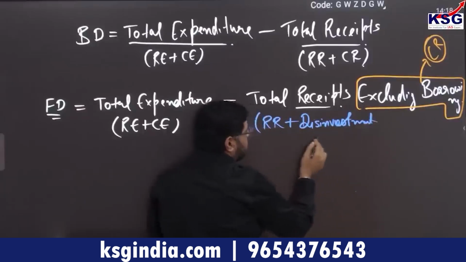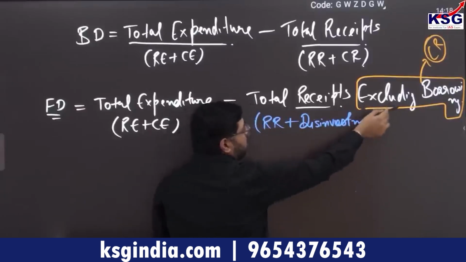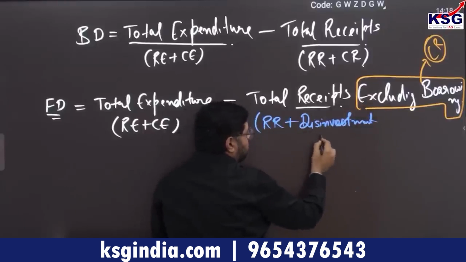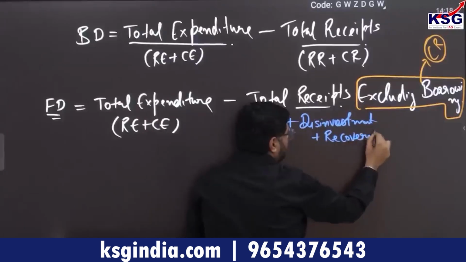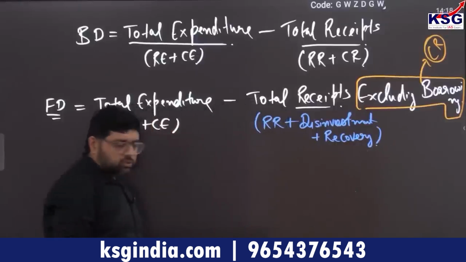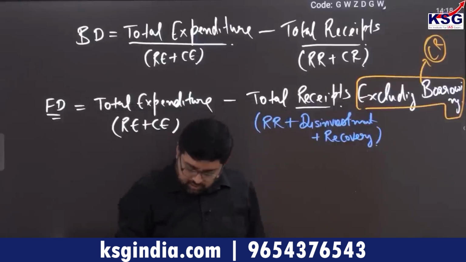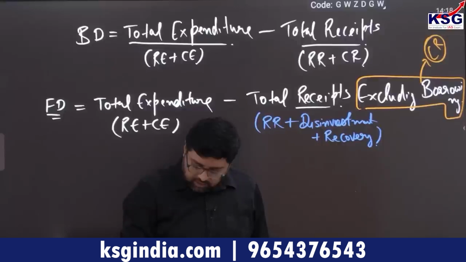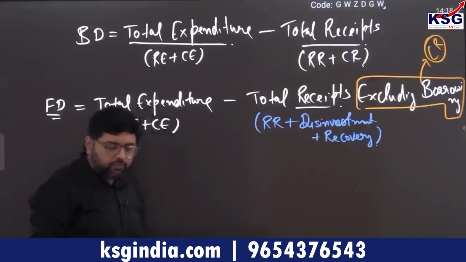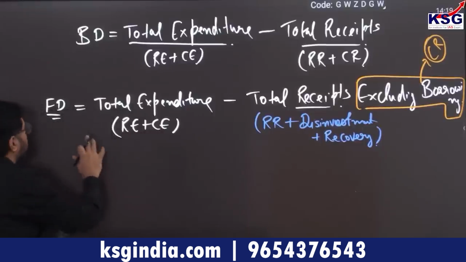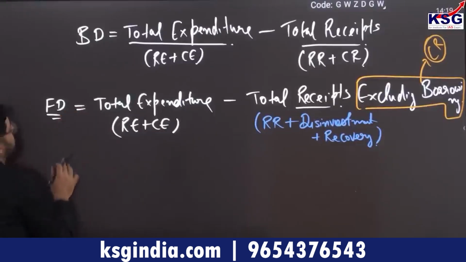In capital receipts there are three components. We are excluding borrowing, so after that what is left? Disinvestment plus recovery of loans. Okay, so this is what your fiscal deficit formula says. Clear? I hope you have studied this. It's a revision class, so I hope you understood this formula. Don't worry, I'll tell you what nature of question will come from these types of deficit.